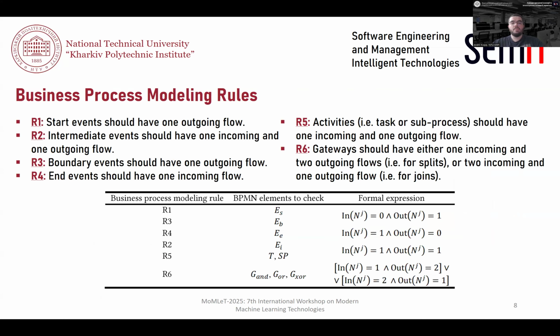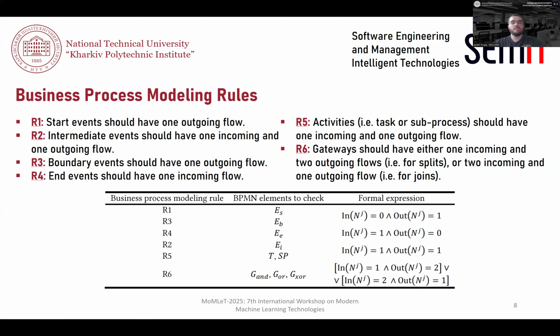As for the business process modeling rules, we consider there are 6 rules. First rule says start events should have one outgoing flow. Second rule states that intermediate events should have one incoming and one outgoing flow. Third rule says that boundary events should have one outgoing flow.